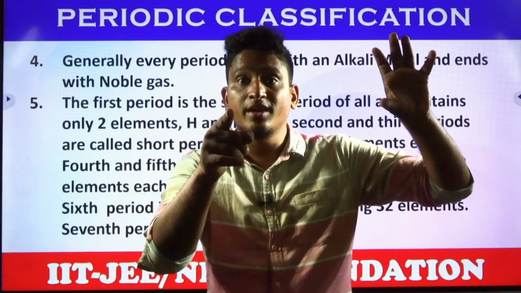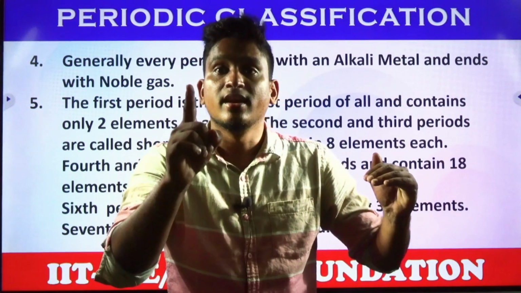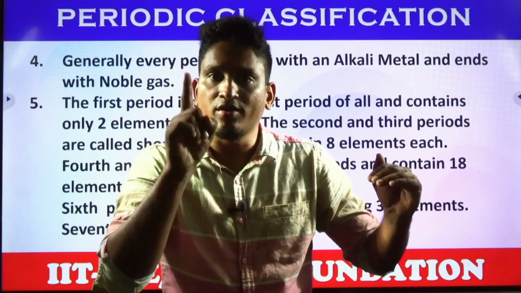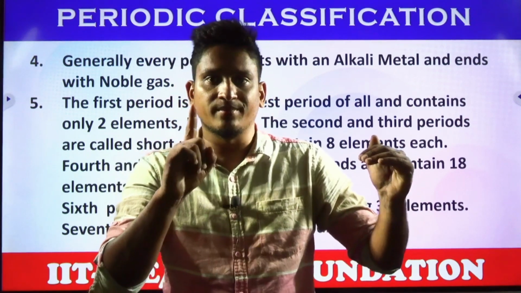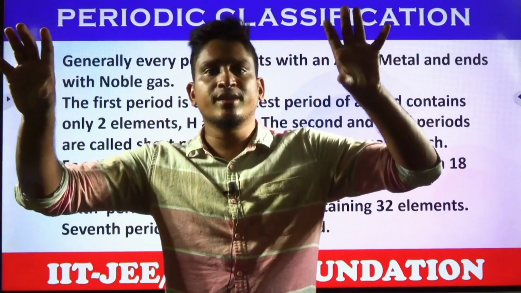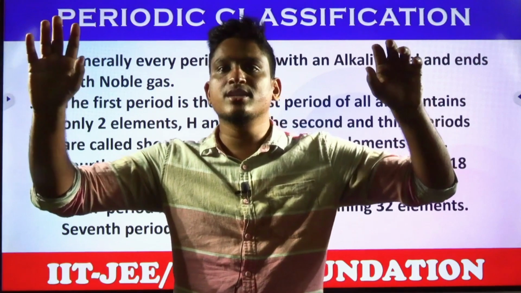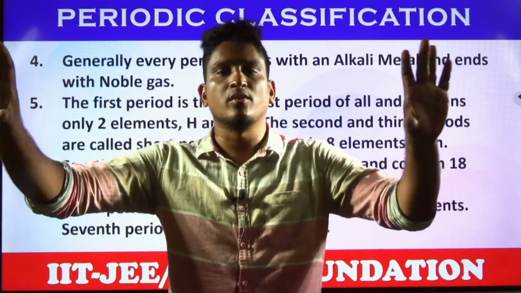In the modern periodic table, elements are entering into the second shell. That means every period in the modern periodic table indicates the valence shell. Yes or no? First period, which elements do we have? Hydrogen, helium. What's the configuration of hydrogen? 1s1. What's the configuration of helium? 1s2. First shell is completed or not? First period is completed in the modern periodic table.